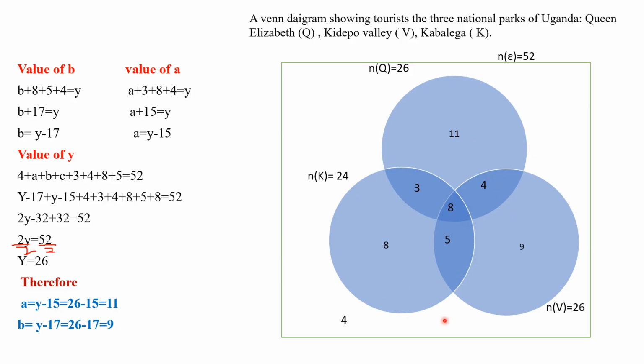Now you add all regions and see whether you get 52. First of all, the whole of this is 24. Then plus 4, 28. Then plus 4, that is 32. 32 plus 11 is 43. Plus 9, I get 52. That's how you can confirm that your Venn diagram is right.